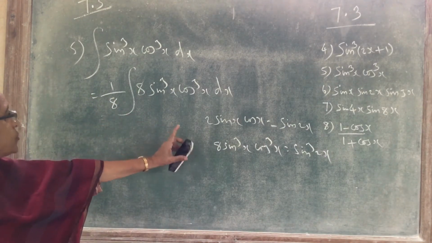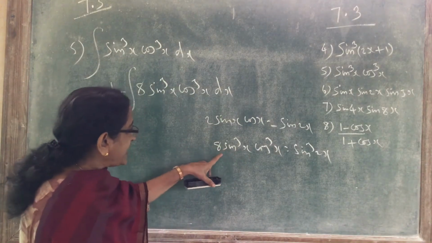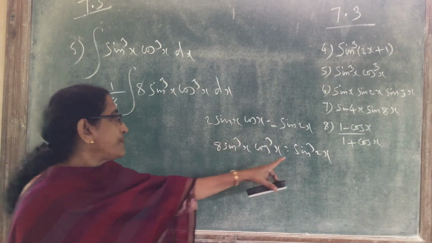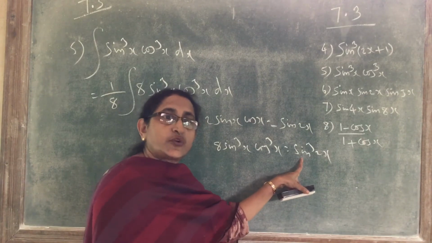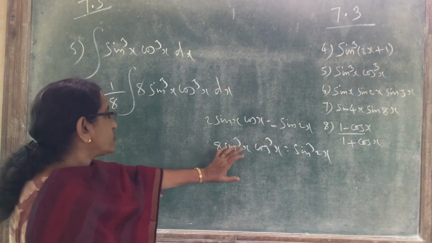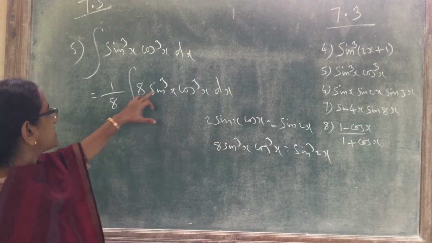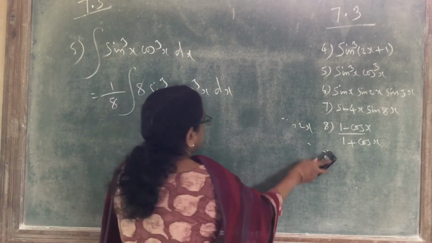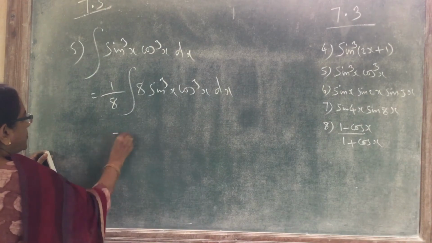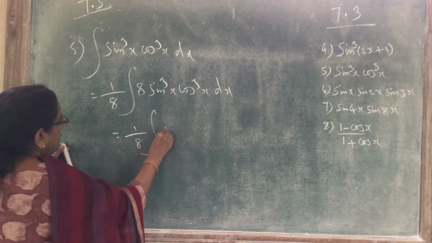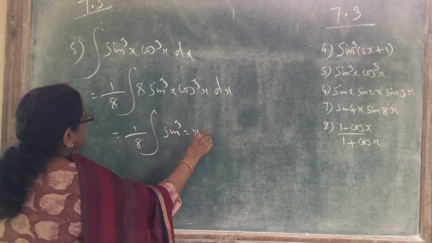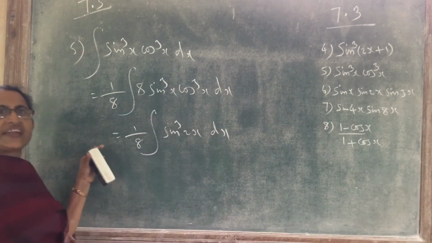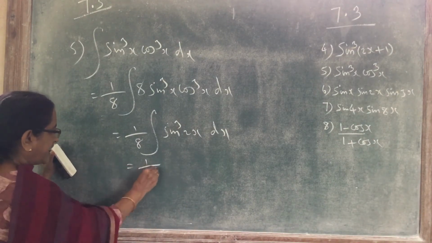So we write 1 by 8 into, and we are going to use this formula. What is 8 sin cube x cos cube x? That is sin 2x whole cube. So in the place of 8 sin cube x cos cube x, we are going to write sin cube 2x dx. Now how to find the integral of this?